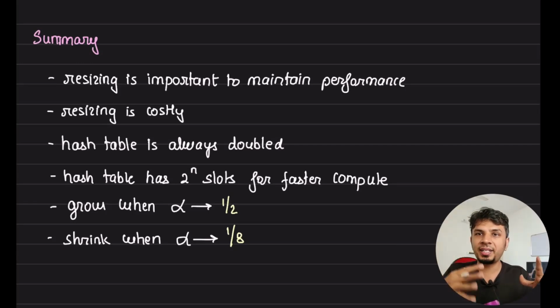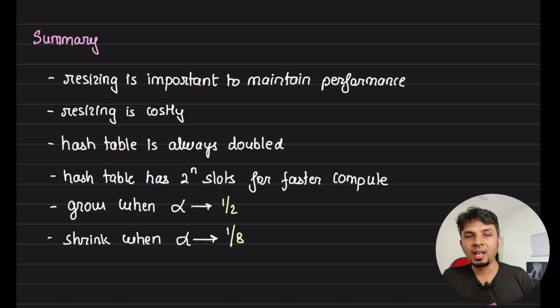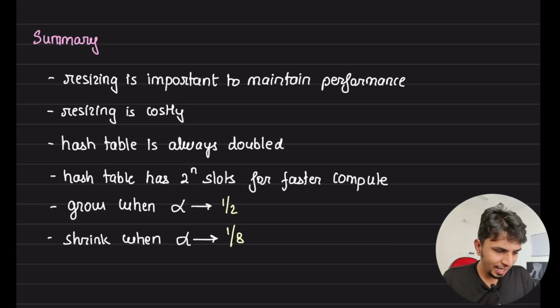When your array is half filled, that's when you trigger a resize so that you have enough leeway that you maintain a consistent performance. And you shrink when your load factor becomes 1 by 8. Right? So that again, you maintain a consistent performance without triggering a frequent resize again. And that is it about resizing of hash table.